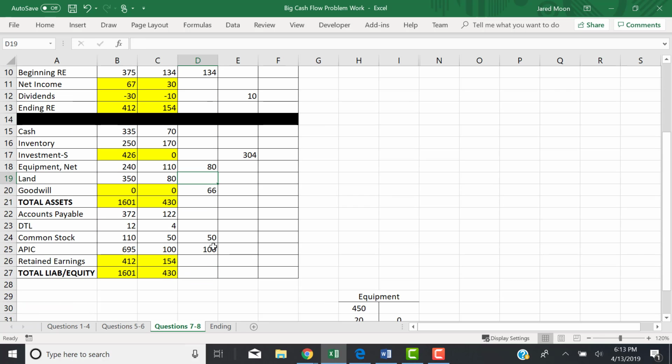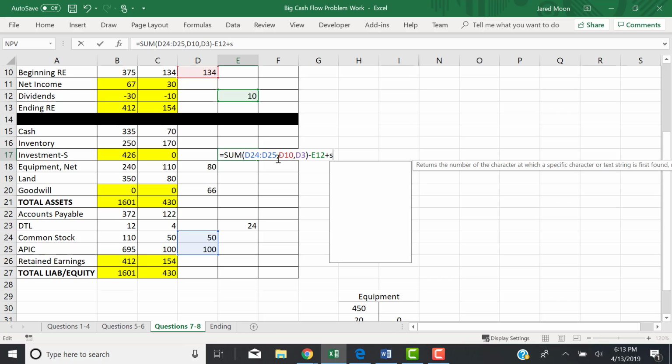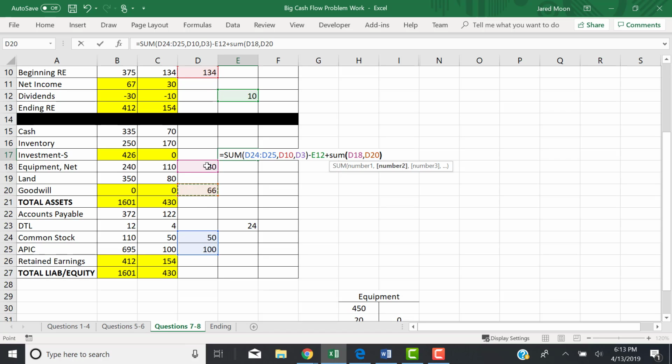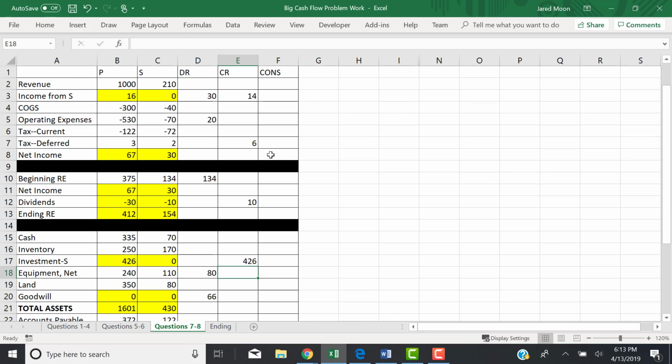And then what happens to the deferred tax liability? We had an increase of 30, but we just used 6 of it. We're only going to increase it 24. And for the investment in S, let's add to it the sum of this, and then subtract off 24. And that gives us our 426. Does that balance out? Yes, sir, it does. Now let's go ahead and add across for our consolidation.